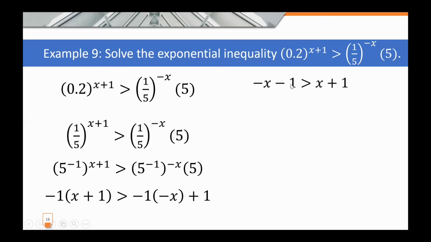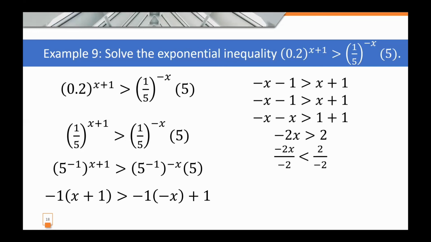You can now transpose negative 1 to the right side and x to the left side. That will become negative x minus x greater than 1 plus 1. Negative x minus x is negative 2x greater than 1 plus 1 is 2. So here, you're going to divide both sides by negative 2. That's the time na mag-change ka ng inequality symbol kapag nag-divide ka ng negative number both sides. So from greater than, ang symbol mo na ay less than. X here is less than negative 1.